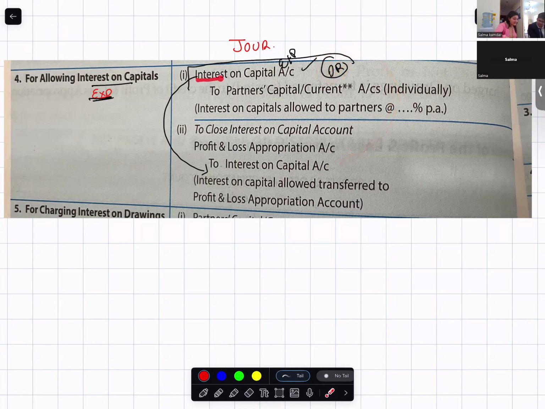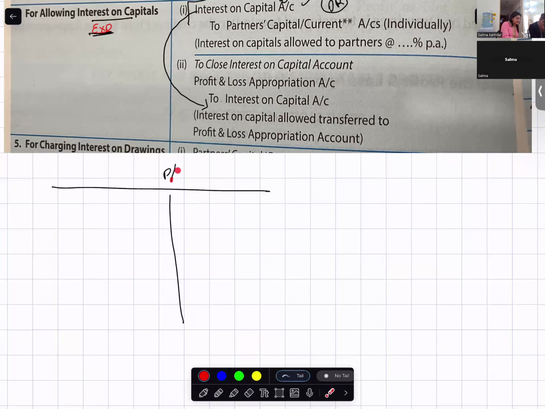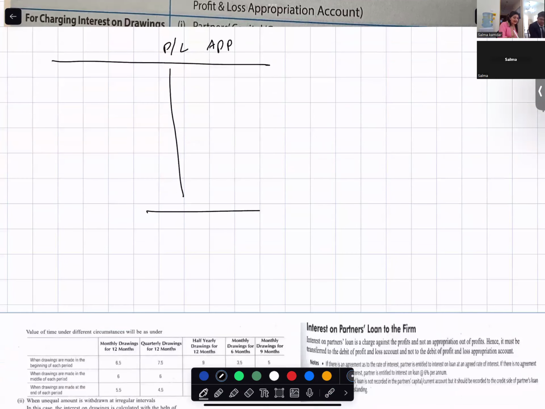So interest on capital is debit over here. I will close it so it will become interest on capital credit. And where will it go? Profit and loss appropriation account. Understand one thing: there are two places where interest on capital appears. Profit and loss appropriation account and partners capital account or current account. Here and here.